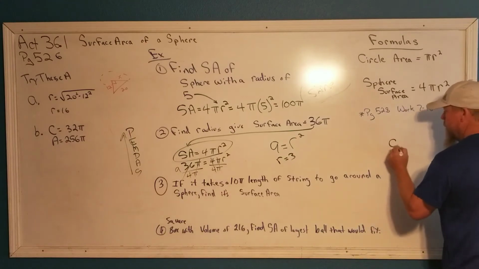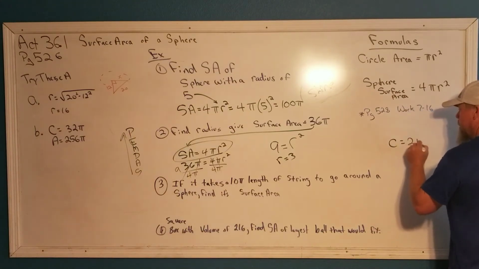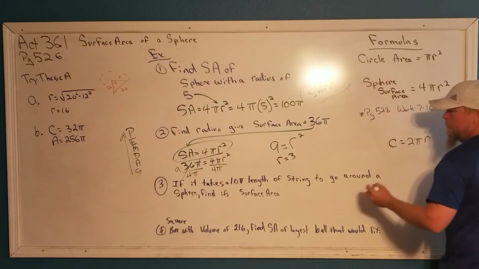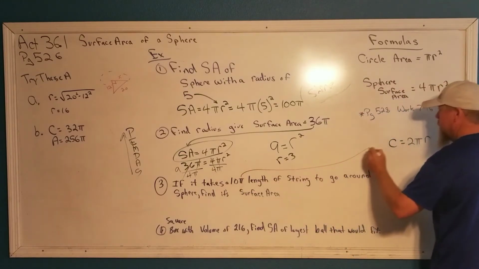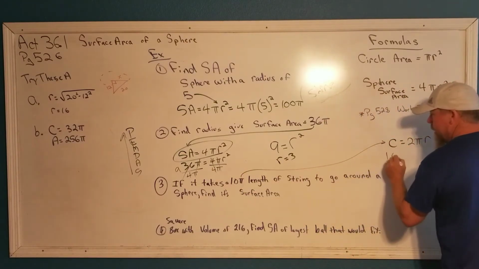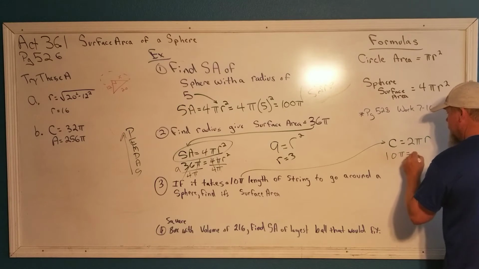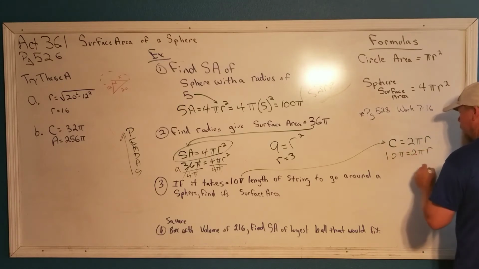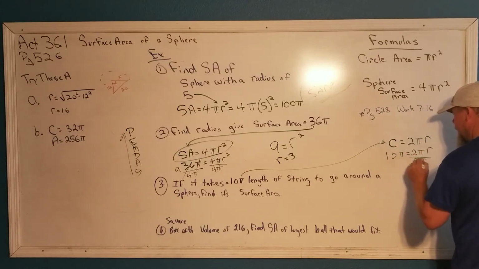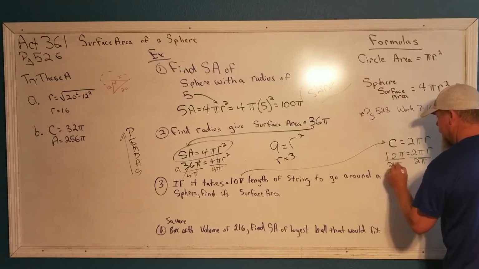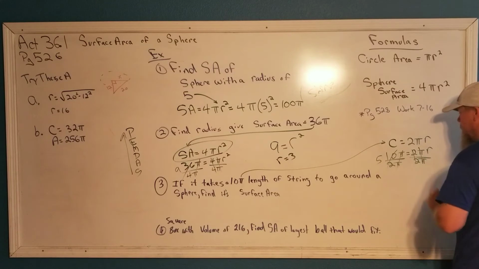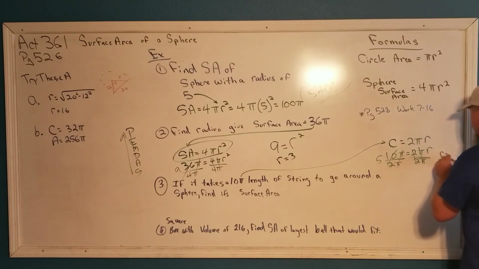We're going to start with the circumference formula. Circumference equals 2 pi r. And then we're going to plug in that length of string there. So we're going to get 10 pi equals 2 pi r. We're going to divide by the 2 pi, just like in Algebra 1. Divide by 2 pi. Pi is going to cancel. 10 over 2 is 5. We get r equals 5.